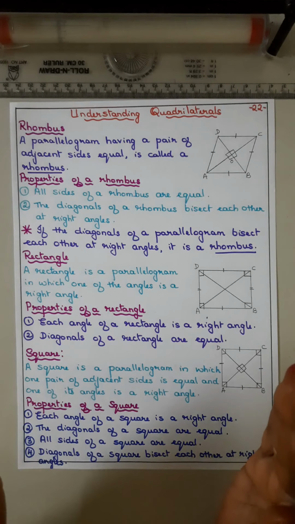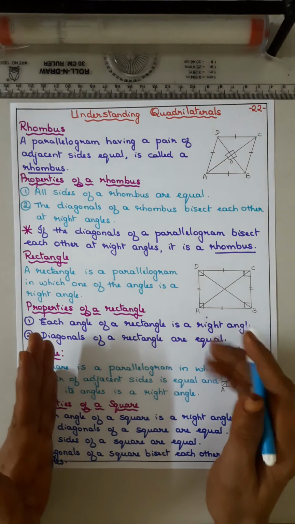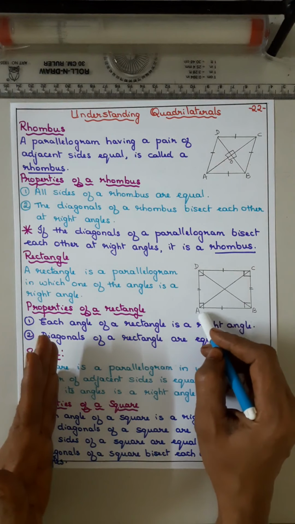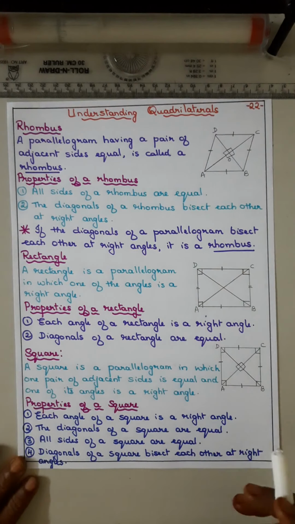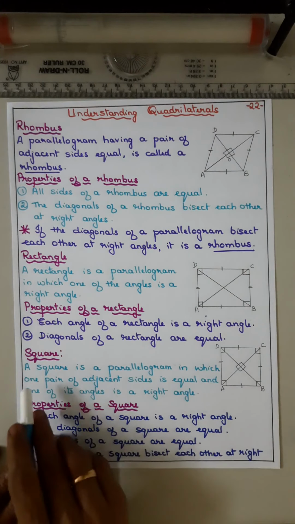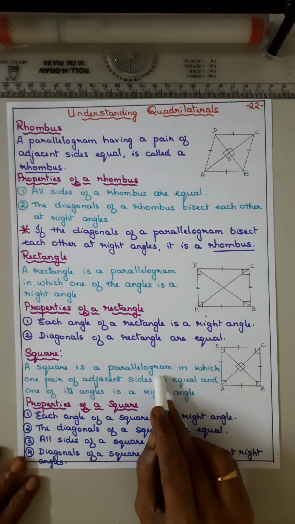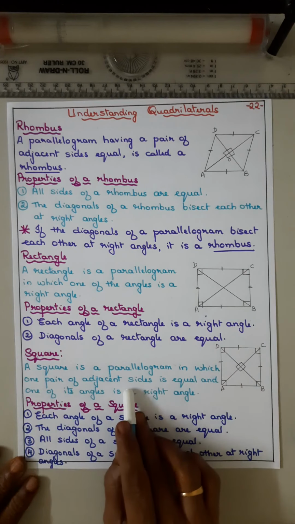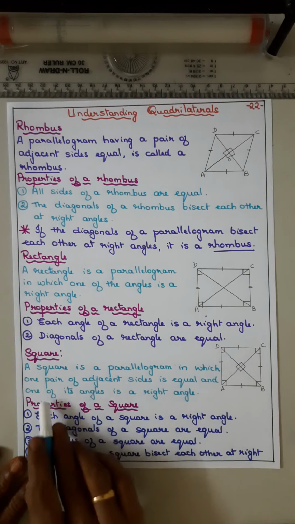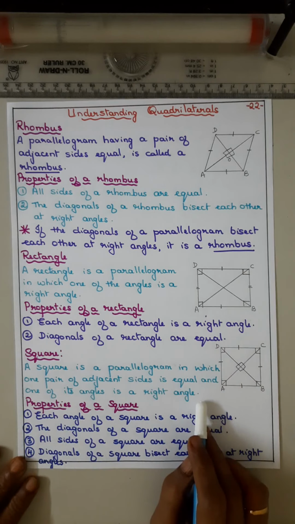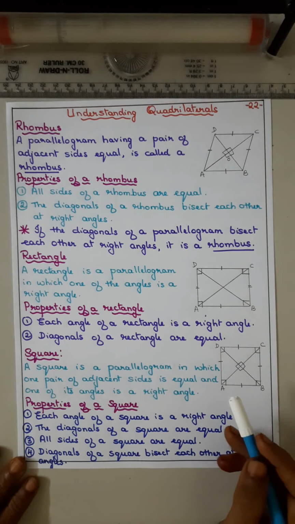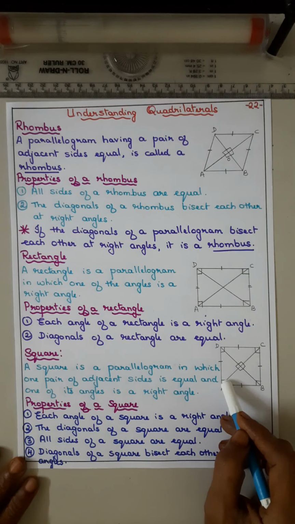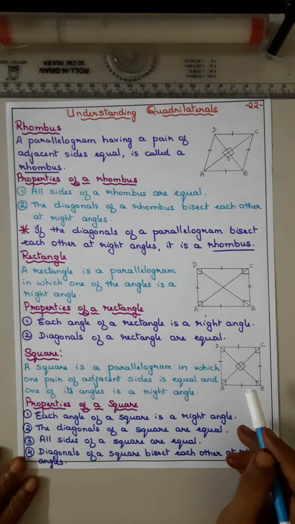Here the sides are straight, means they are forming 90 degrees. So that is why the diagonals are equal. So that was about a rectangle. Now coming to square. A square is a parallelogram in which one pair of adjacent sides is equal and one of its angles is a right angle. So one of the adjacent pairs of sides is equal. That means all the sides are equal, and one corner angle is 90.